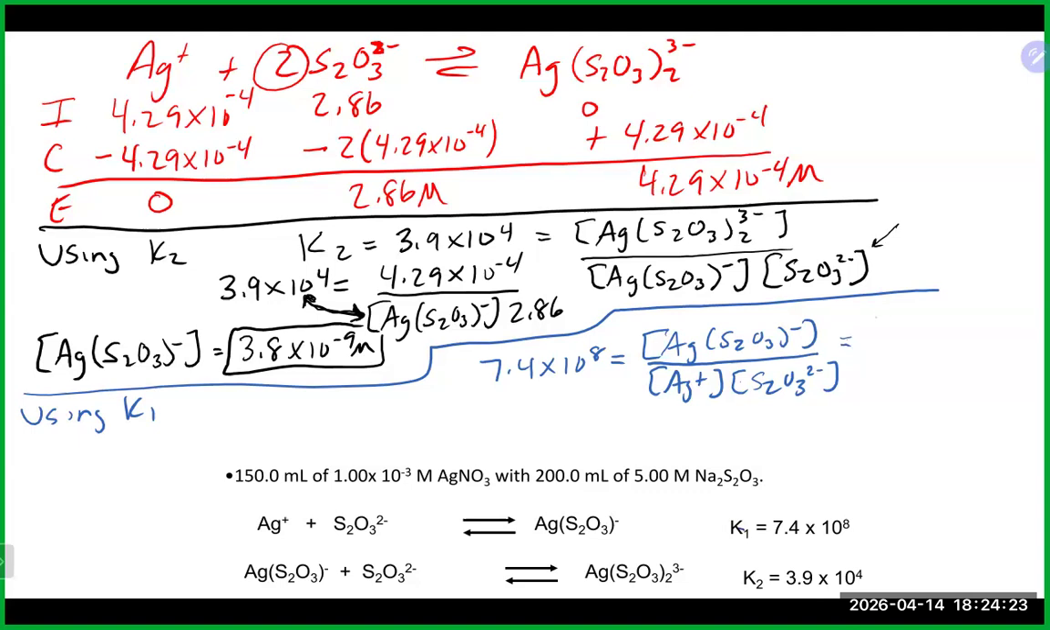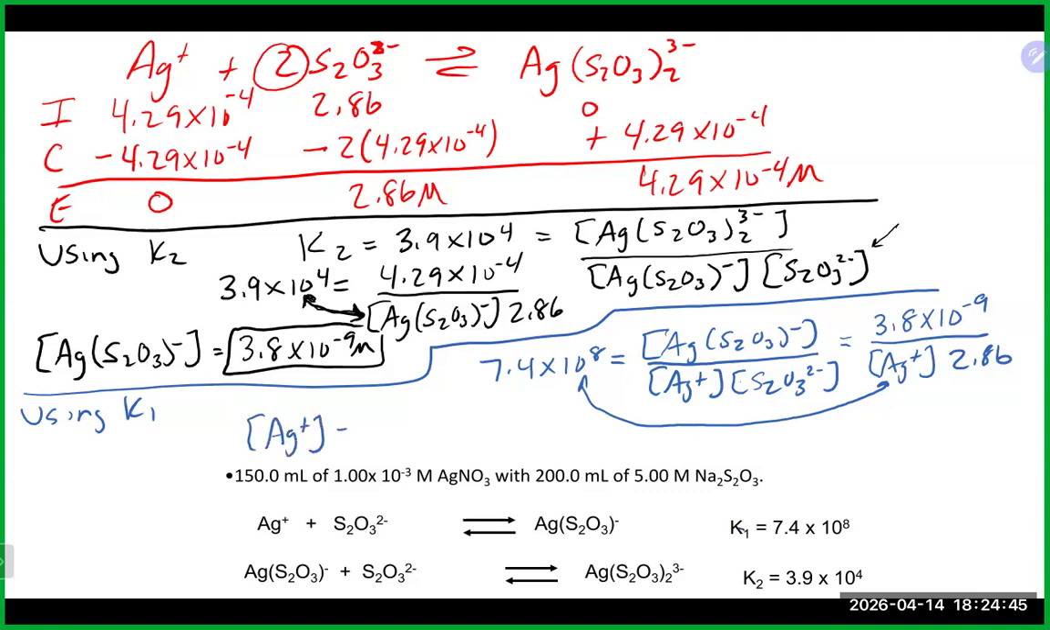We got this guy we just solved for, which is 3.8 times 10 to the minus 9, divided by our silver concentration and our ligand, which is 2.86. Once again, these two guys are just going to switch places to solve for it. And that's going to give me a silver concentration that's equal to 3.8 to the minus 9 divided by 7.4 to the 8 divided by 2.86. That is going to give me a silver concentration of 1.8 times 10 to the minus 18 molar.